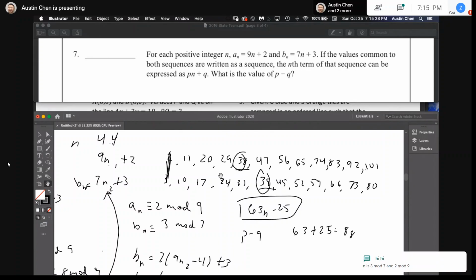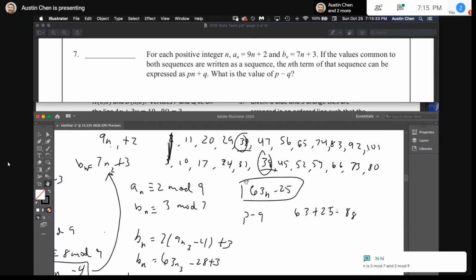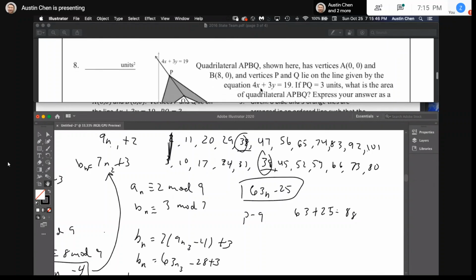Yeah, okay. Both methods are fine, but Bill's is faster. Yeah. All right. So let's move on now.